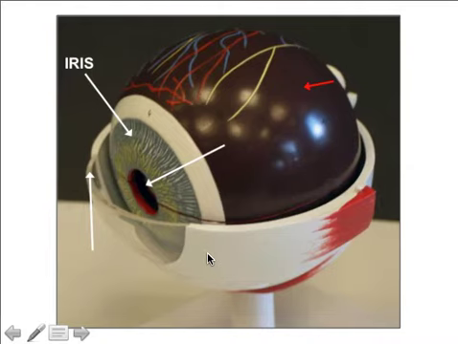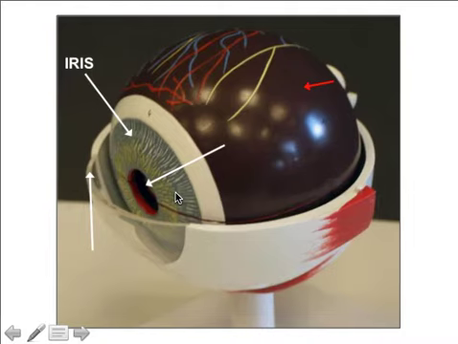Now, what controls those reflexes are smooth muscle that are located around the opening of the pupil that can either contract or relax and change the diameter of the pupil accordingly. When the pupil constricts, that's a result of parasympathetic innervation of these muscles, while when the pupil relaxes, that's a result of sympathetic innervation of these muscles.